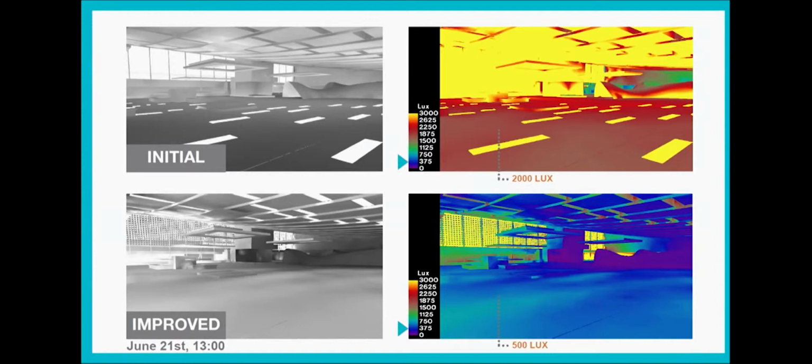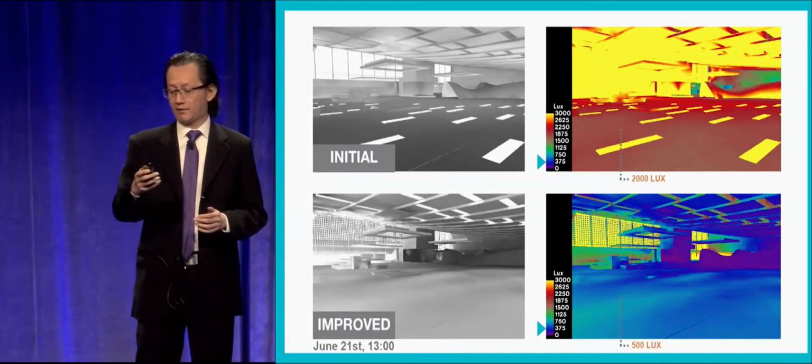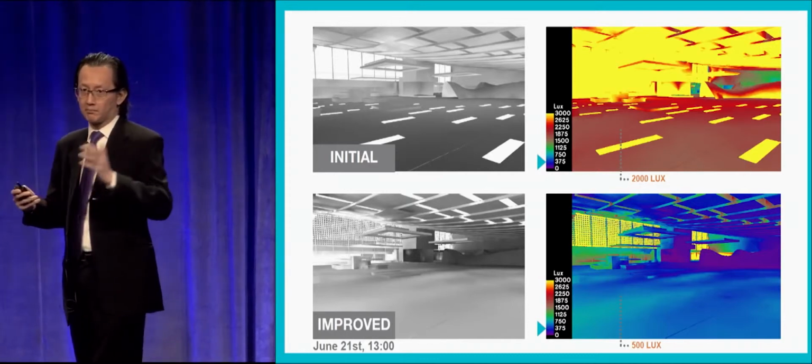This is our initial design and comparison with our improved design. As you can see, in our initial design, we have 2,000 lux. And in our improved design, we have 500 lux. What do we do to make it better?